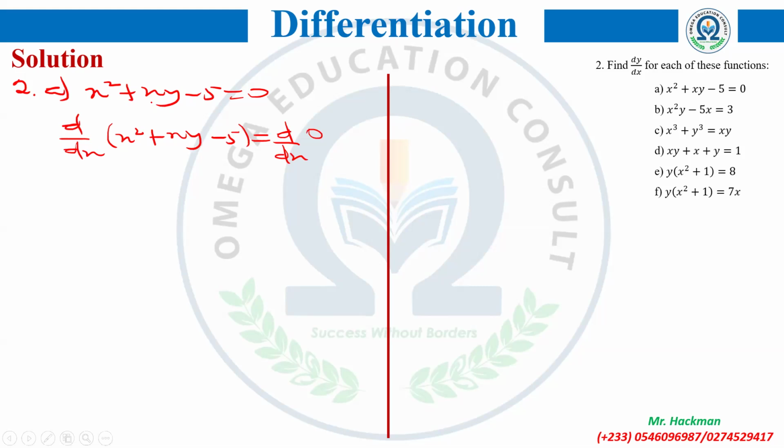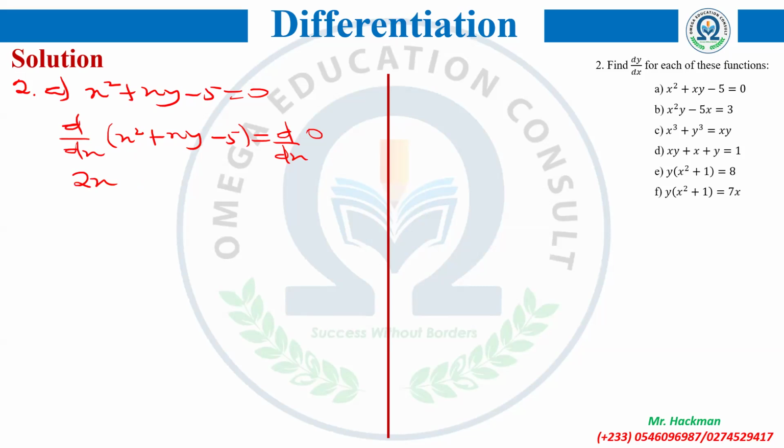I will differentiate straight away each side by applying the operator. So now I'm going to differentiate term by term. This time around, this is what we are going to do. You get 2x. Do you agree?